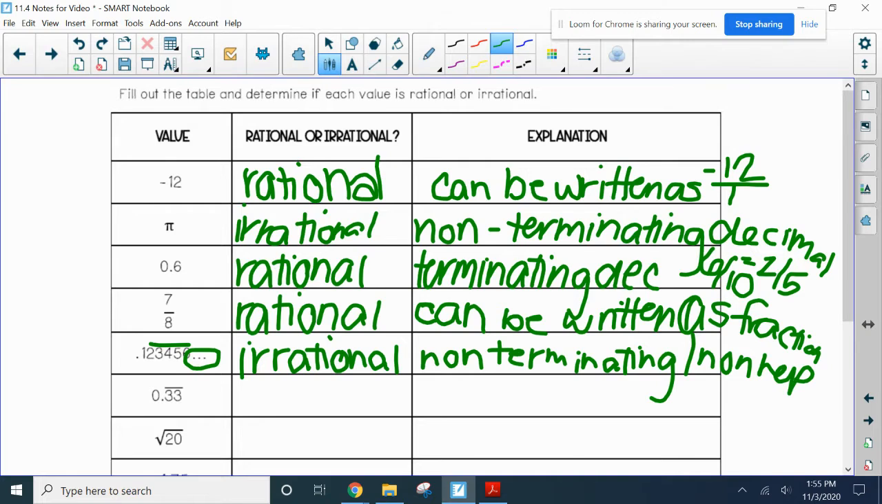Perfect. So this next one, do you think it's going to be rational or irrational? Why? Awesome. This one is rational.